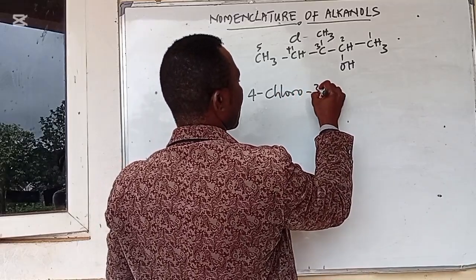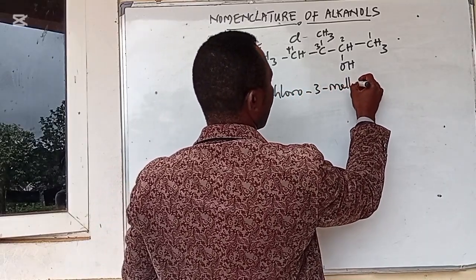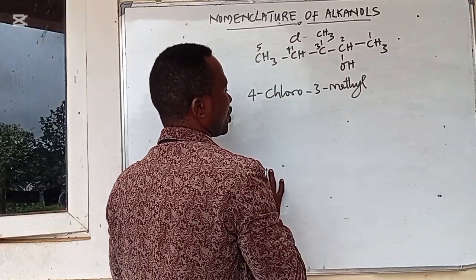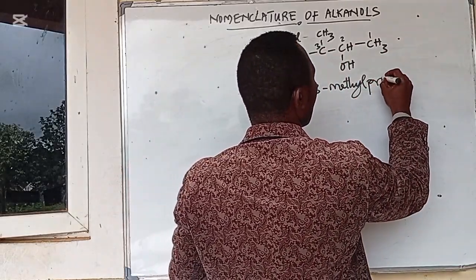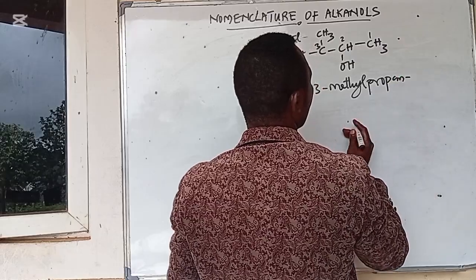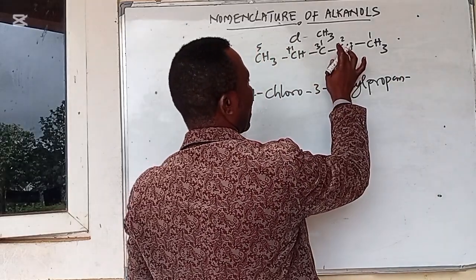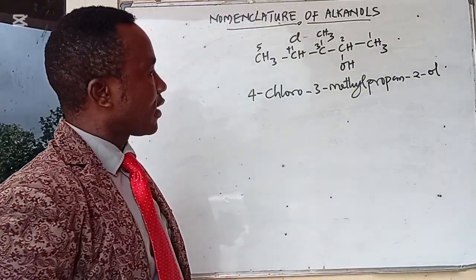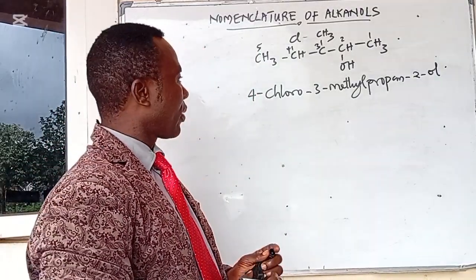4-chloro, then 3-methyl. Okay? That is 5 carbon atom. The parent chain. That is a propan. Propan at number 2 ol. So that is the name of the compound.